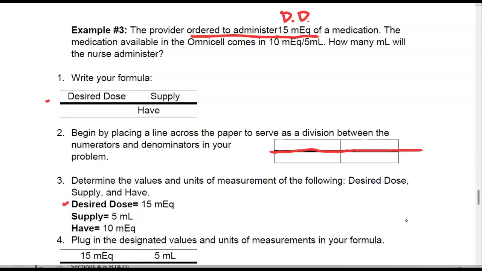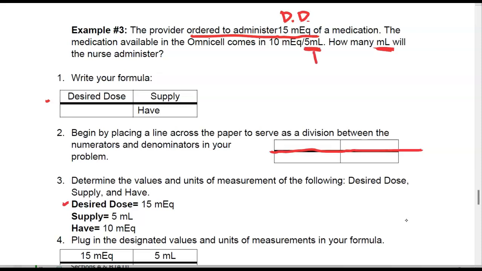Now, what's the supply? Well, supply is basically how it comes. How am I going to administer it? And it says here, it's already asking you on the question itself. It doesn't always do that, depending on the question, but in this specific case, it's asking you ml. How many ml? And over here too. So it's supplied in 5 ml. So it comes in 5 ml.